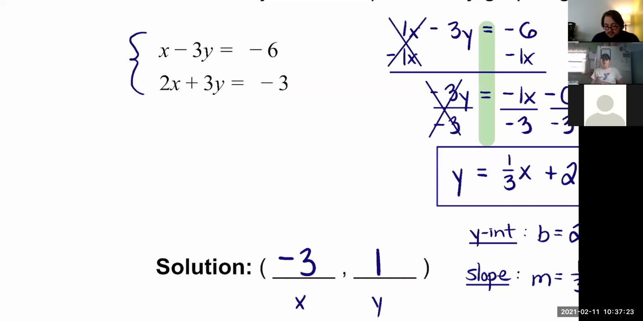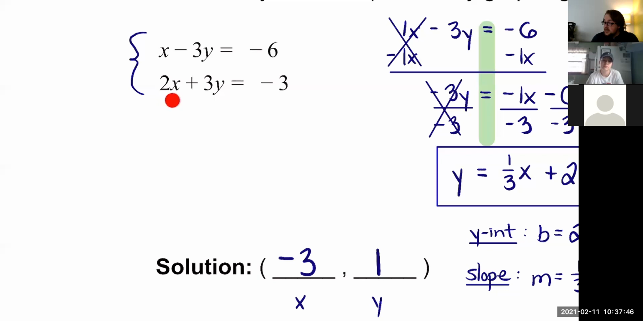-3 minus 3 would give me -6. I would end up with a true statement. That's good. It should be, because that point is on that line. But if I were to do the same thing with the second equation, take this -3, drop it in for this x right here, take this 1, drop it in for the y, I would have what?